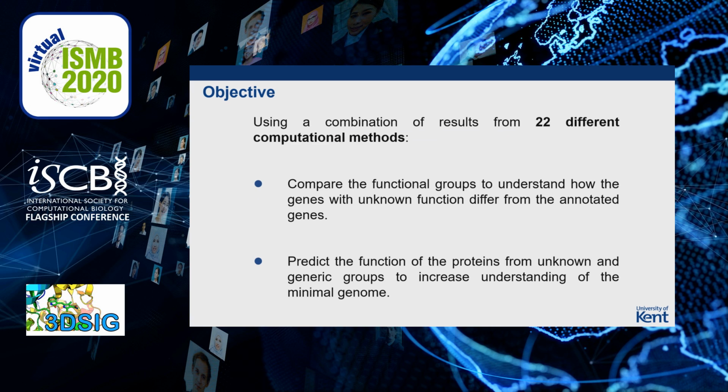Our objective was, using a combination of results from an extended scope of 22 different computational methods, to compare the functional groups between each other and see if there are any differences between the proteins with known and unknown functions, and finally predict the functions of the proteins in the unknown group to increase the understanding of the minimal genome.